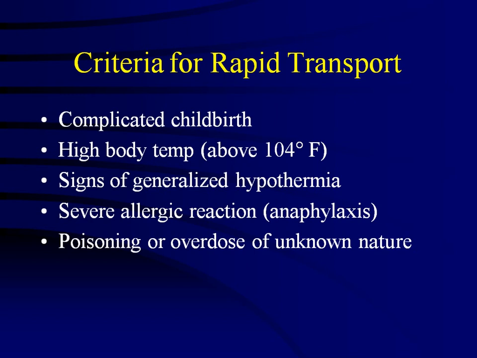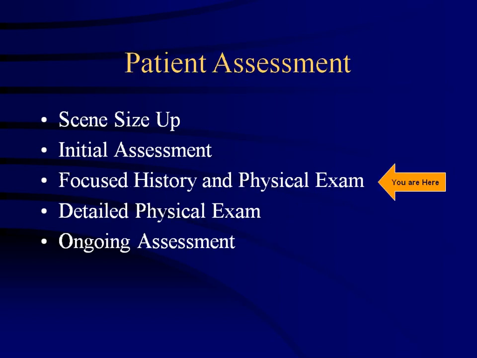Poisoning or overdose of an unknown nature. Oftentimes when we pick up poisonings, sometimes we know what it is, but sometimes we don't because the patient's unresponsive. Maybe they tried to hurt themselves, and they not only take one agent, but they take multiple agents.